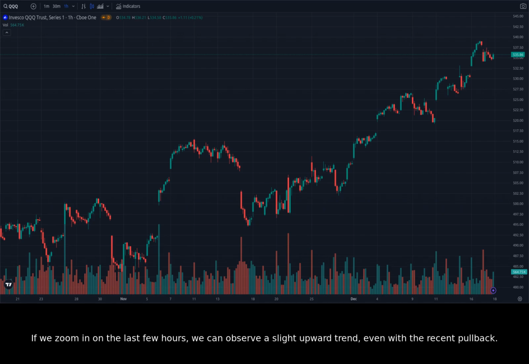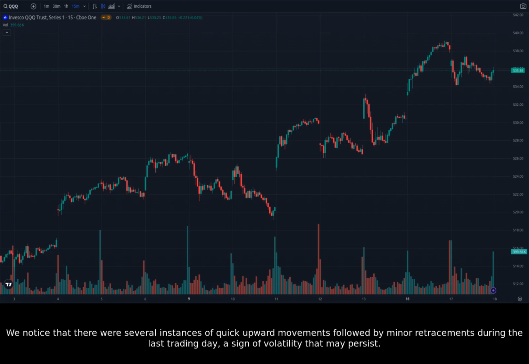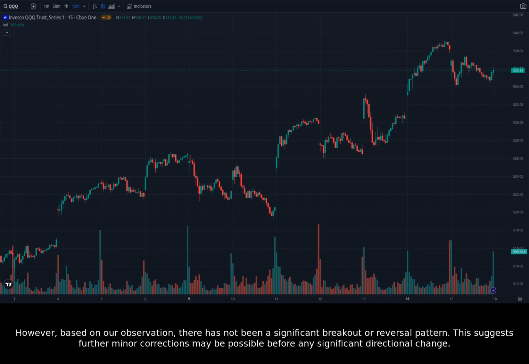If we zoom in on the last few hours, we can observe a slight upward trend, even with the recent pullback. In the 15-minute chart, we can get a more detailed look at the intraday price fluctuations, potentially allowing us to spot short-term buying and selling opportunities. We noticed that there were several instances of quick upward movements followed by minor retracements during the last trading day, a sign of volatility that may persist. However, based on our observation, there has not been a significant breakout or reversal pattern. This suggests further minor corrections may be possible before any significant directional change.